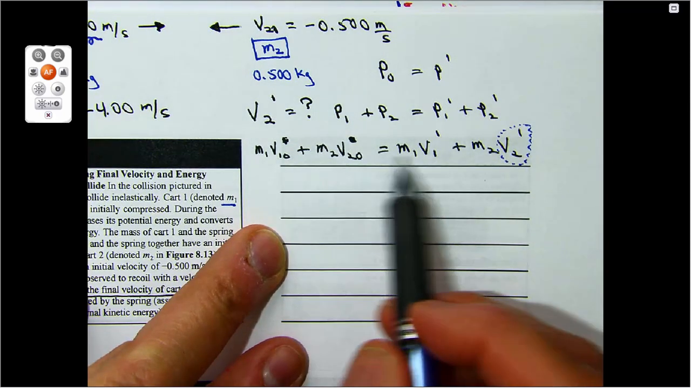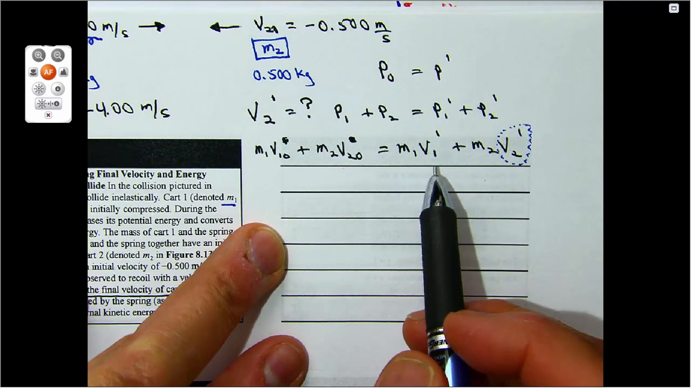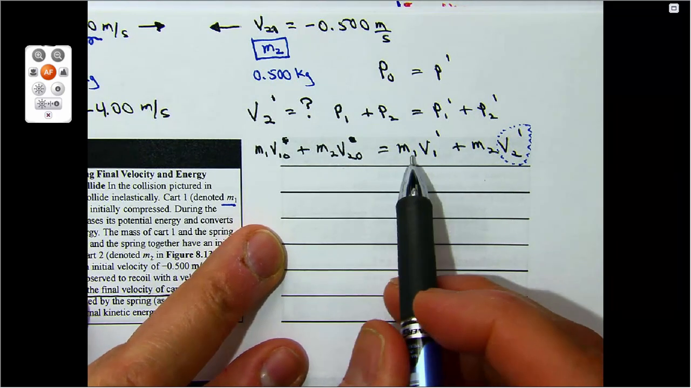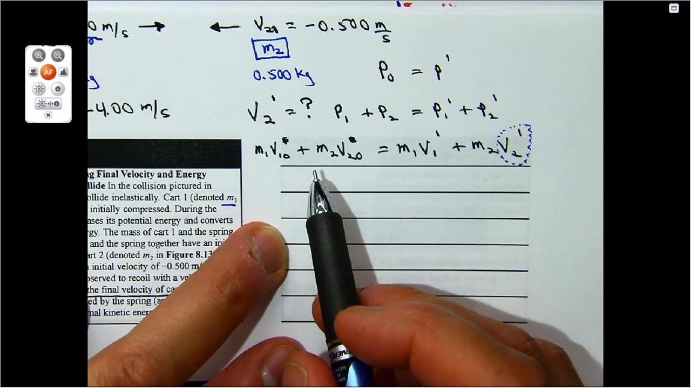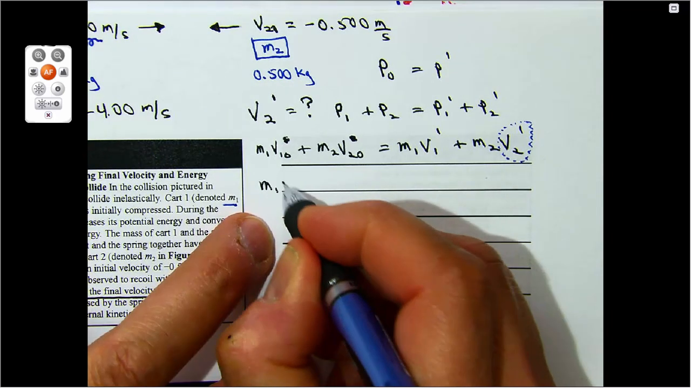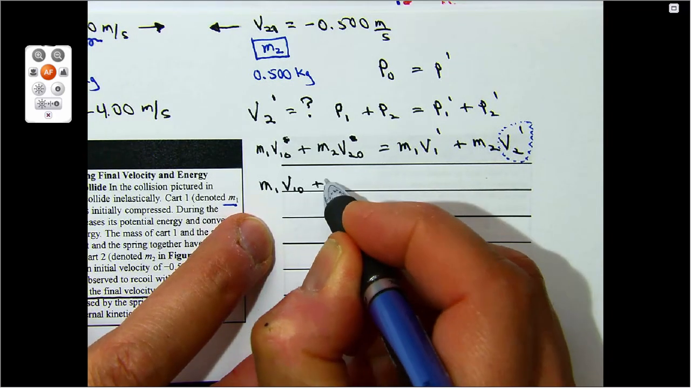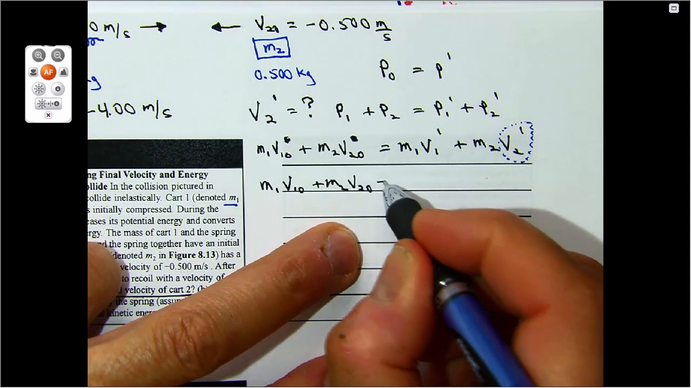I know everything, don't I? I know V1 prime after the collision is negative 4. We just got to make sure we keep track of all of our signs. Take over to the other side. Instead of plus right here, it's going to be minus on the other side, right? Oh, I'm not going to put the numbers in first. I can't do it.